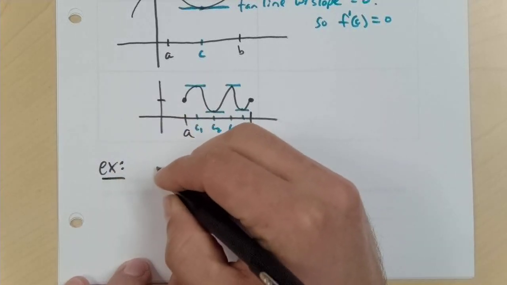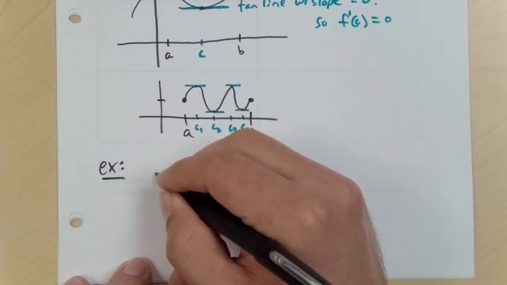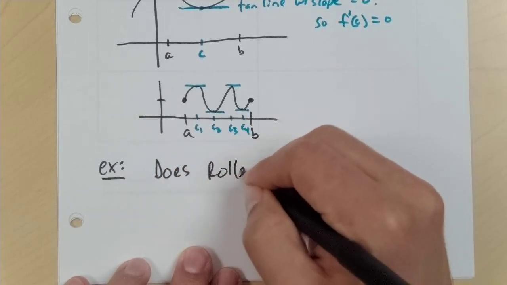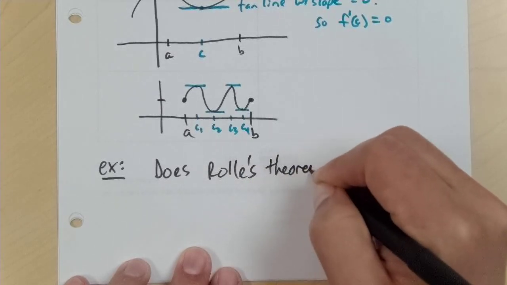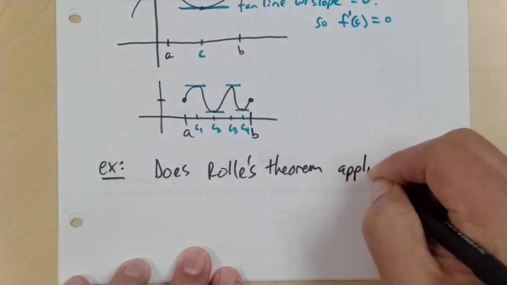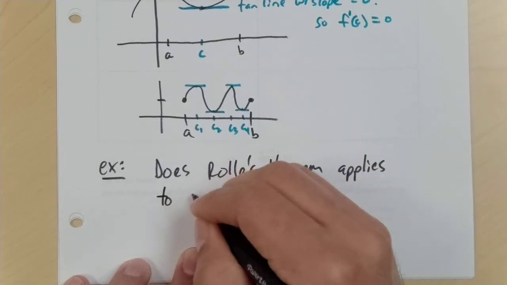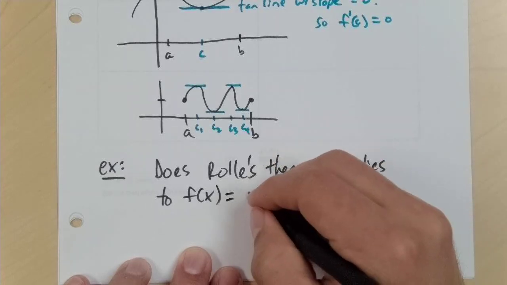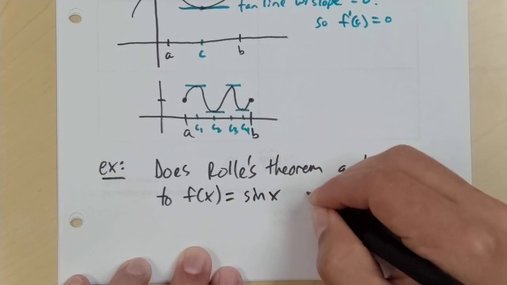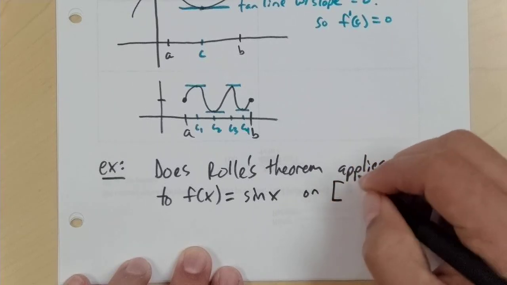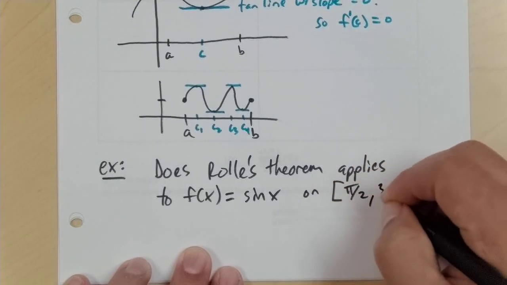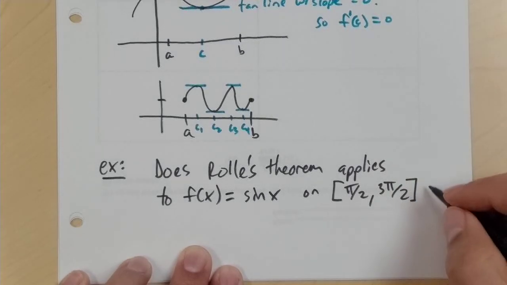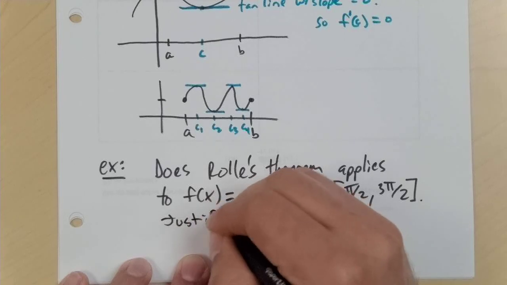First question, let's say we want to determine if Rolle's theorem applies to f of x equal to sine of x on the interval from pi over 2 to 3 pi over 2. Justify. So why or why not?